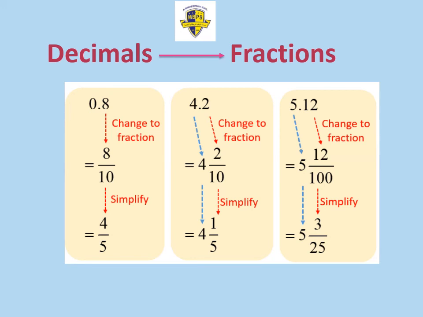5 and 12 hundredths. 12 hundredths, so 2 places. 2 in the 100th place, so the denominator here is 100. Good. So 12 out of 100. You can simplify it. Divide by 4, so 5 and 3 out of 25.